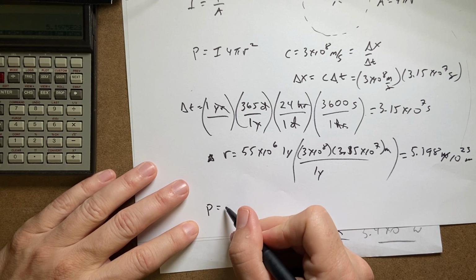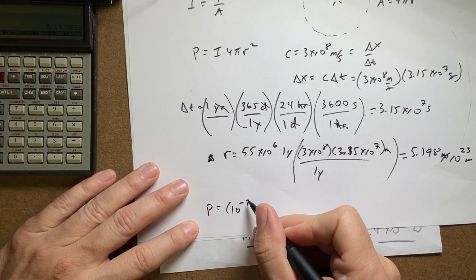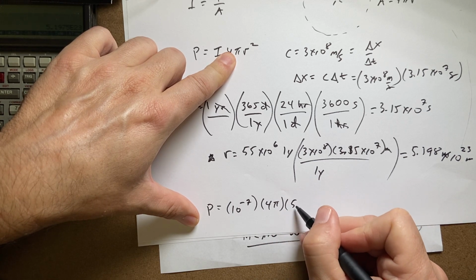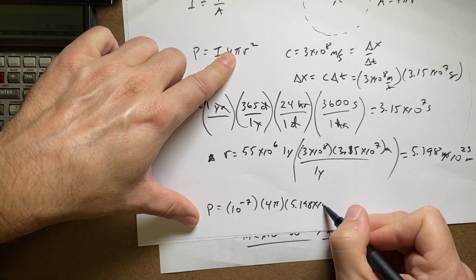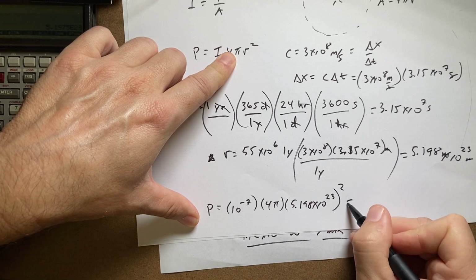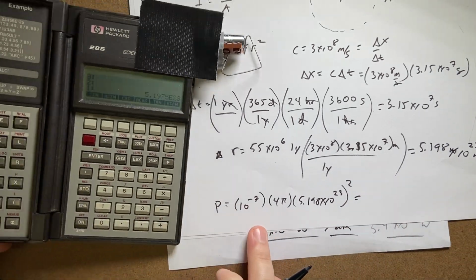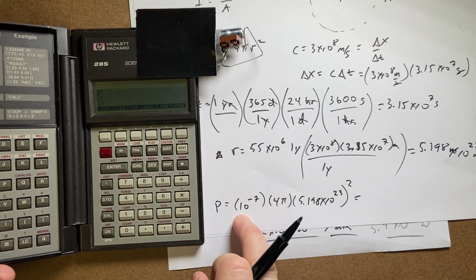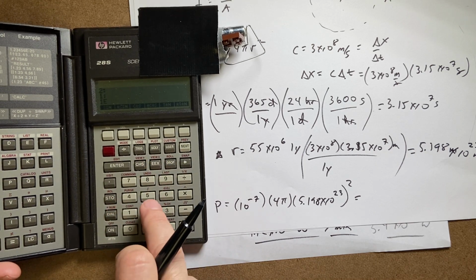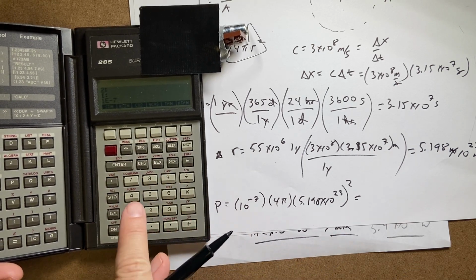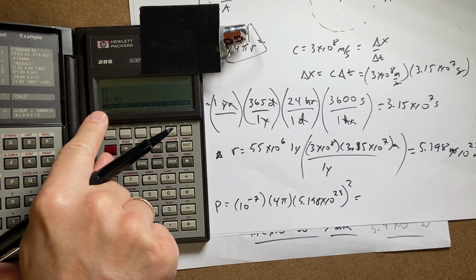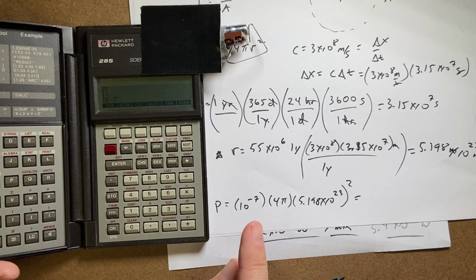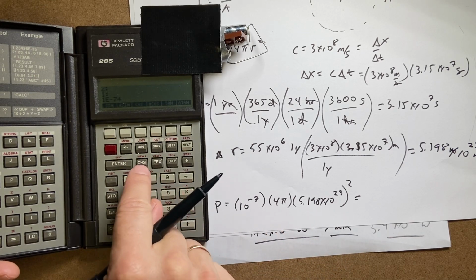So power is going to be the intensity, 10 to the negative 7th, times 4 pi, times 5.198 times 10 to the 23rd, all of that squared. Now be careful with that. I know people make a mistake. And be careful with this too. 10 to the negative 7th is entered as 1e negative 7, because this scientific notation says 1 times 10 to the negative 7th. It's not 10e negative 7.